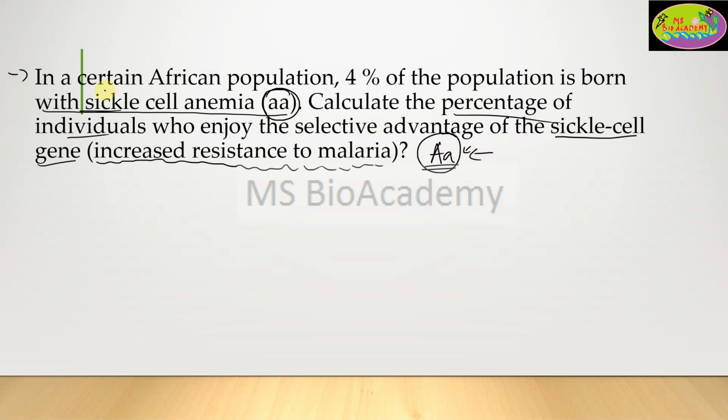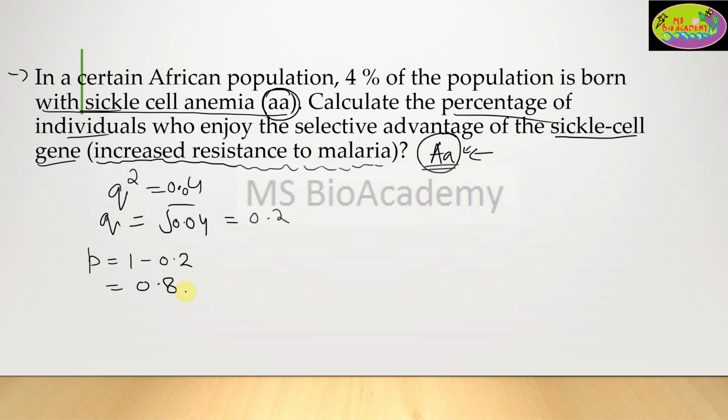So here they have mentioned that in a certain African population, 4% of the population is born with sickle cell anemia disease, which means they have given you that q square is equal to 4%, or you can say 0.04, right? That is your 0.04 is q square. That means q is what? The square root of 0.04. When you find it out, it will be 0.2. Alright, so we got the q value. So easy, we can calculate the p value also. Just 1 minus 0.2, that is equal to 0.8. Correct?